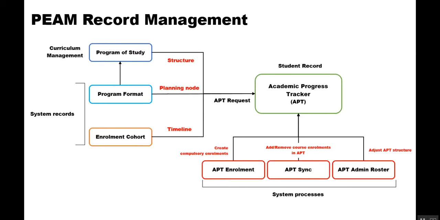So let's say we've had a change in the program of study at a late stage. Maybe one of the compulsory courses needs to be replaced because the teaching staff can no longer run it. That's the sort of task we use the APT admin roster for. Okay, so that gives you the overall main records that we're using in PE.